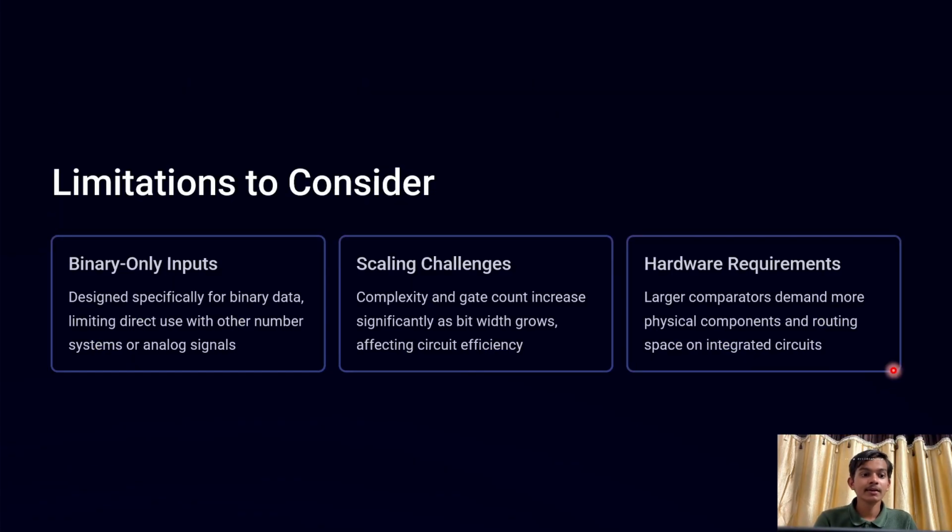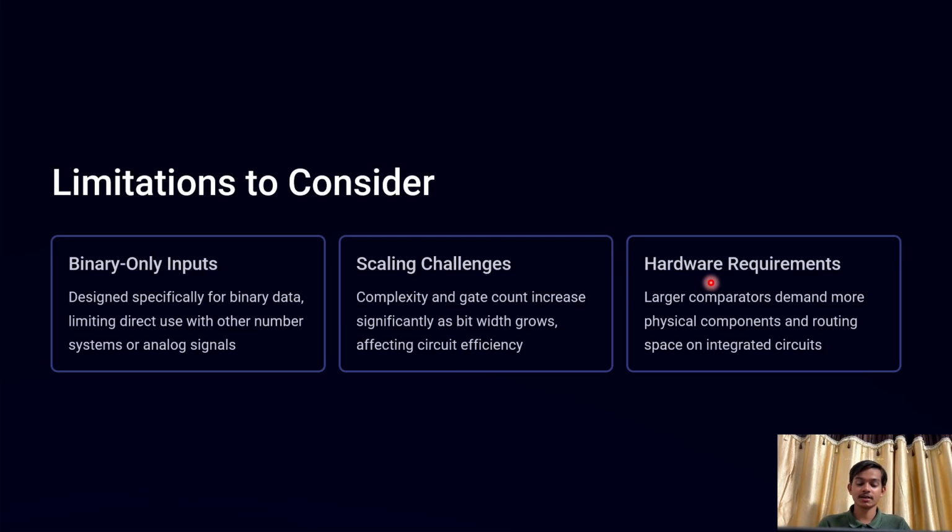In this slide, we will discuss the limitations to consider. One limitation is that digital comparators are designed specifically for binary inputs only. Therefore, they cannot directly process analog signals or other number systems without conversion. Another limitation is scaling challenges. As the number of bits increases, the required number of logic gates also increases, making the circuit more complex. Additionally, there are hardware requirements. Larger comparators require more hardware components and routing space on the integrated circuit, which may increase power consumption and design cost.